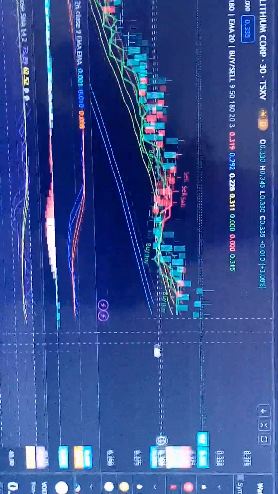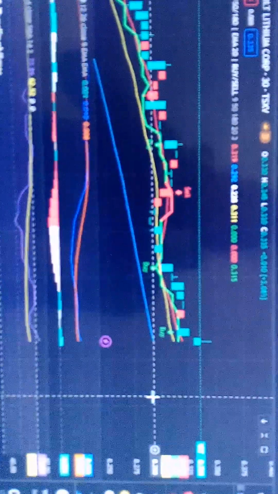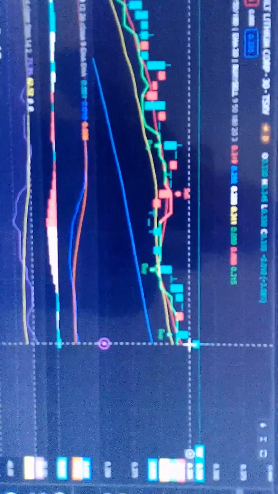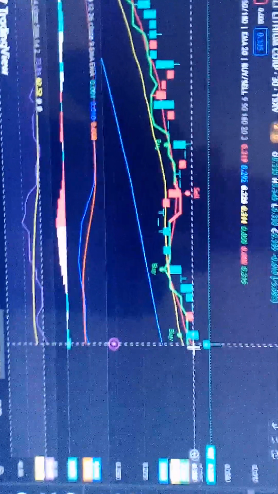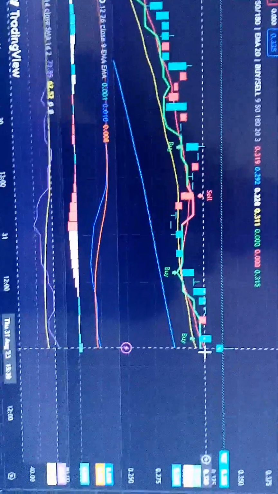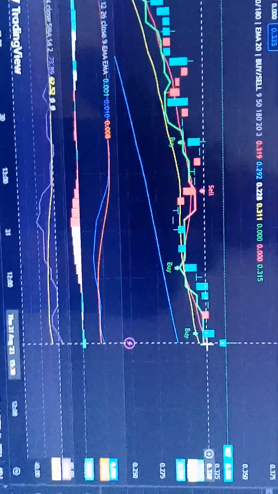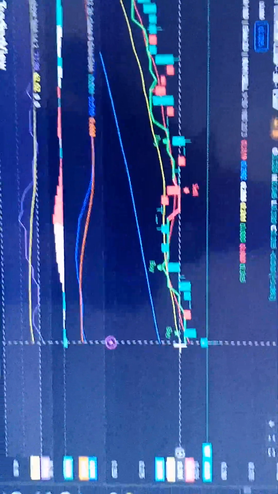And then to enter a buy position, the best way to enter a buy position would be when it's a full bar, so a full close above the 9 and the 50, but ideally it's going to be the 9. So the red and the yellow, red being 9, yellow being the 50-day.